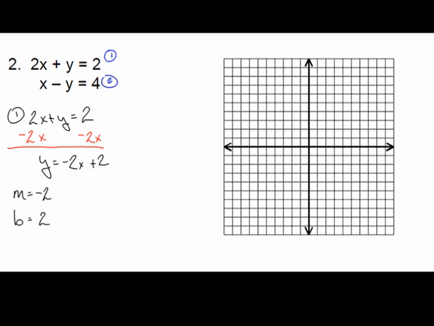Y-intercept is positive 2. I go to my graph. I go up 2 places. There's a point. I rise 2, run 1 to the left. You can do that multiple times. You can also go down 2 and go 1 to the right. We draw a line through our points. Graph the solution of that line.